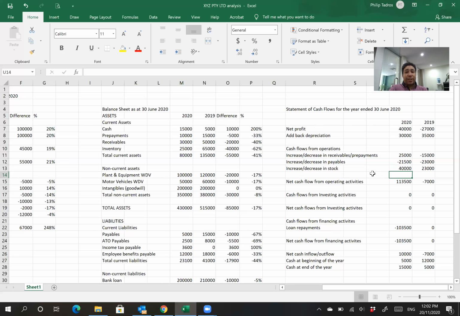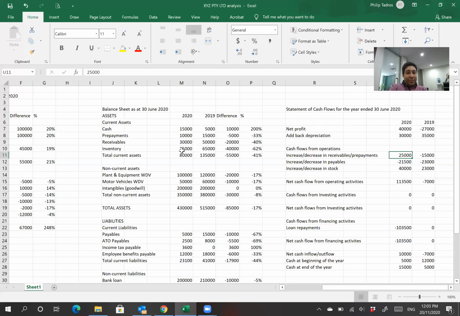So in this case, XYZ Proprietary Limited, if we have a look at their current assets, the receivables reduced by $20,000, prepayments reduced by $5,000. So that means basically you've received money from your receivables and you've got more cash flow. So in total, we have a decrease in receivables and prepayments of $25,000. So that $25,000 is a positive figure because there's more cash flow coming in.